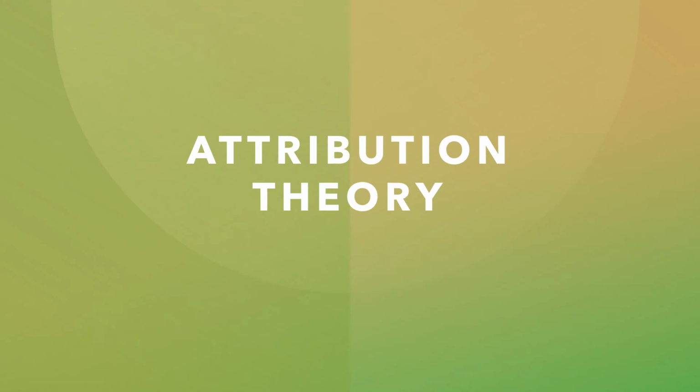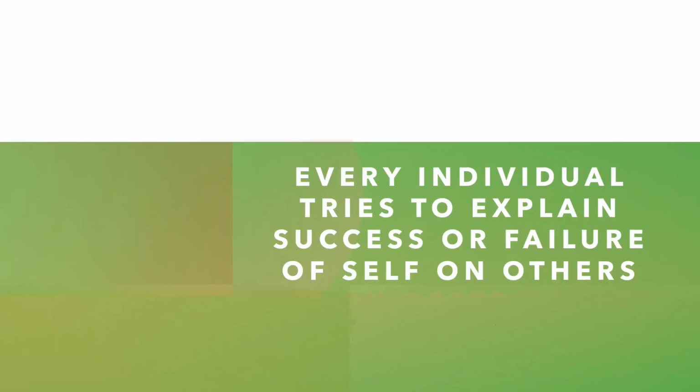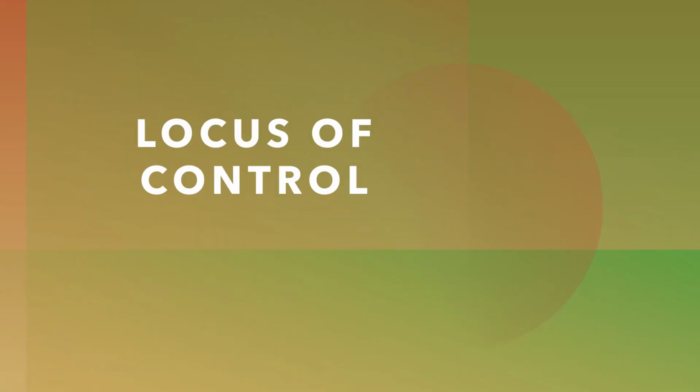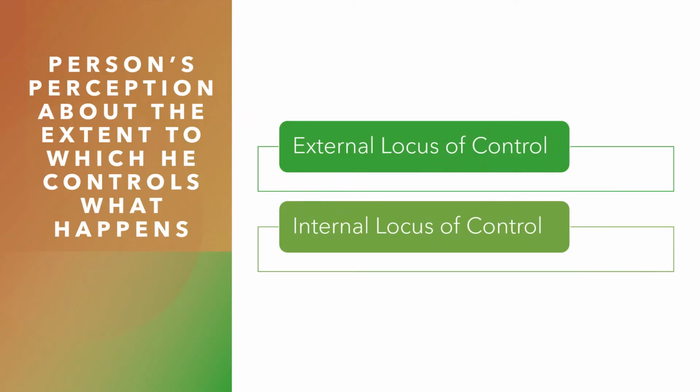And then we have attribution theory. It says every individual tries to explain the success or failure of self or others by offering certain attributes. Under attribution theory, there comes locus of control. So let's see what locus of control is. Locus of control means a person's perception about the extent to which he controls what happens.